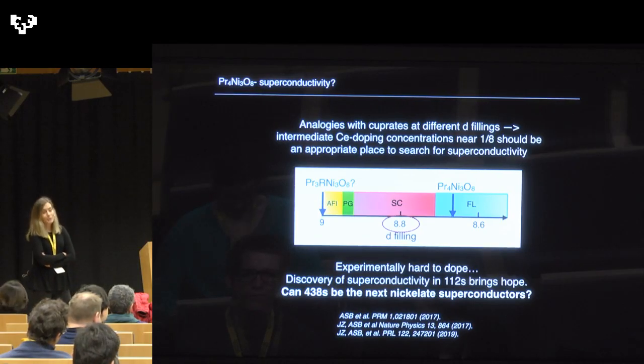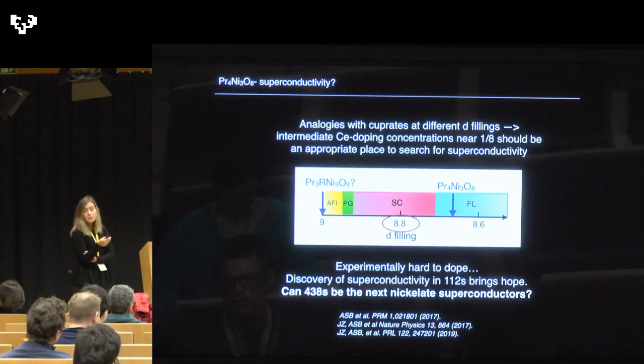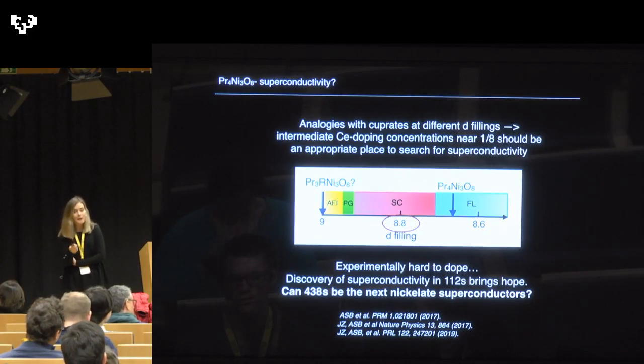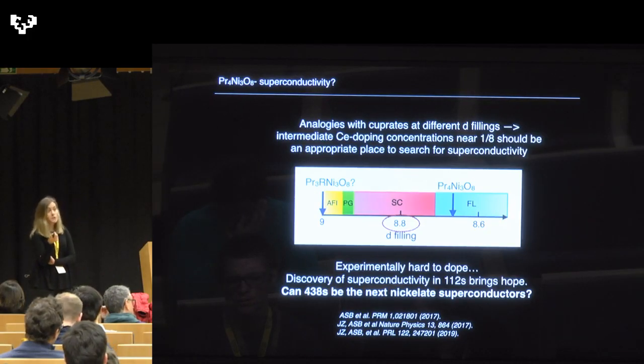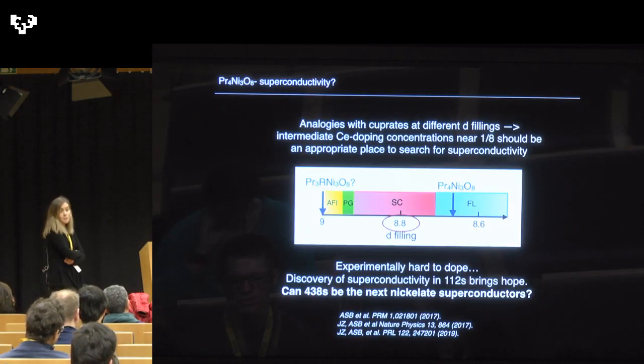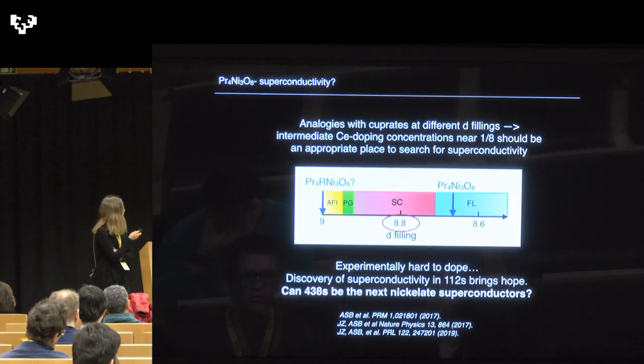Experimentally, it turned out to be very, very difficult to dope this material. So this project was on hold for a while. But now, of course, the discovery of superconductivity in this other member of the series, in the 112s, brings hope to try to go back and try the doping of these materials a little harder. And who knows, maybe these 438s are the next superconducting member of the nickelate family, or at least that's the hope.